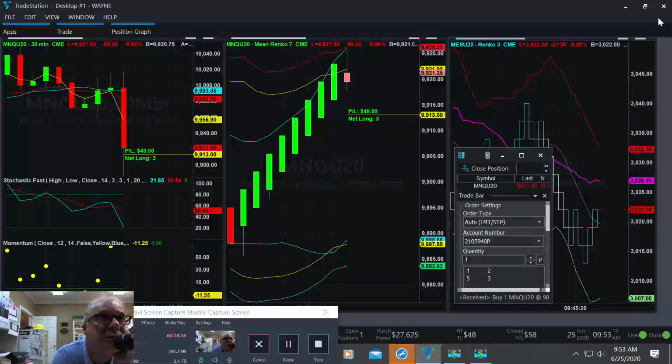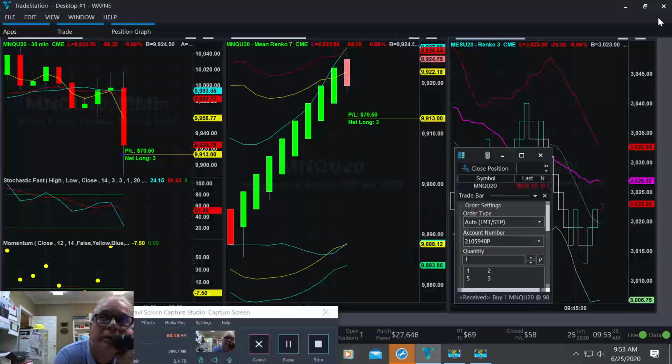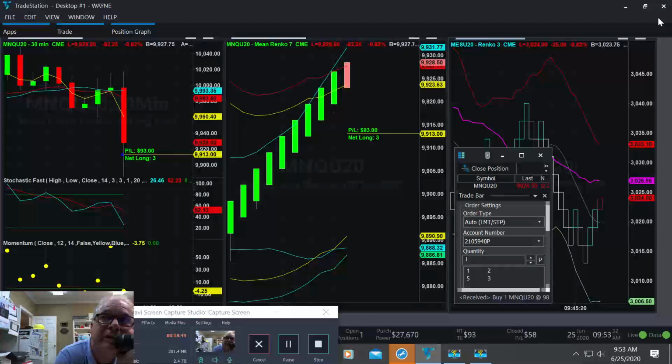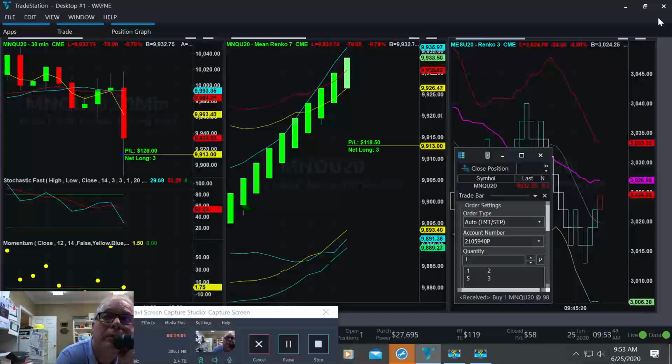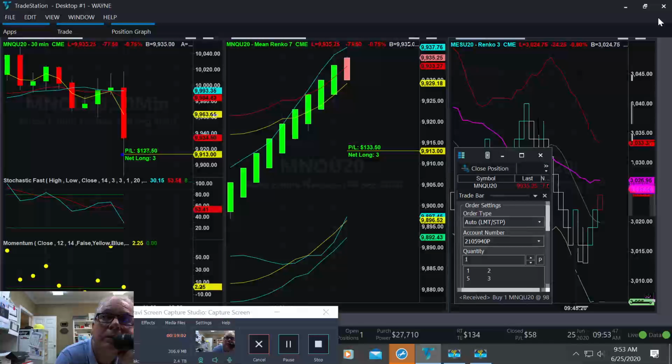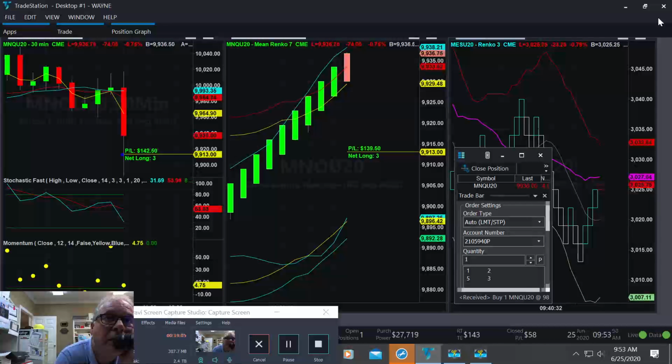Okay, our stochastic is still pointing down, and our momentum's still negative. We are trending up on the S&P. We've had 2 positive bars, working on a third one. So they're contradicting each other right now. So we're just going to kind of watch it here.